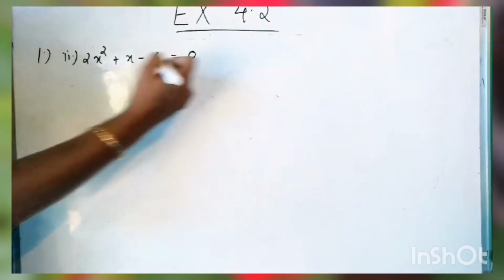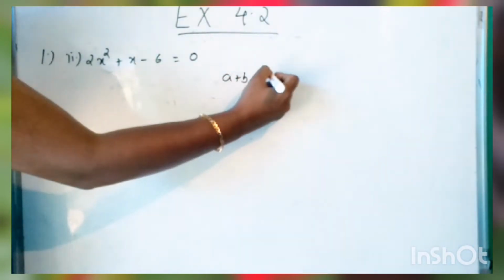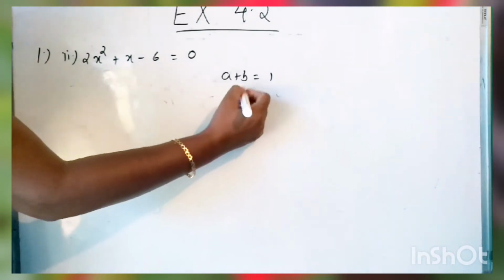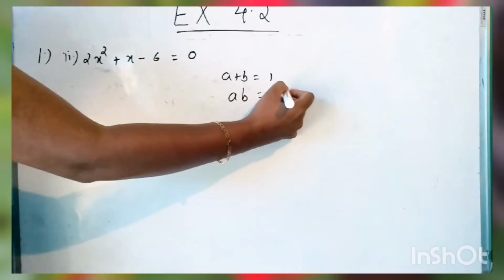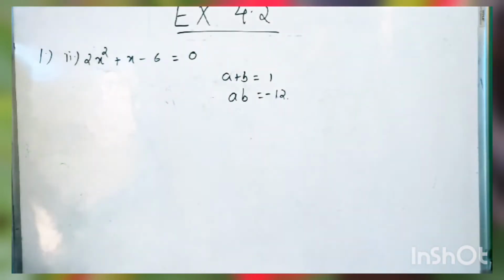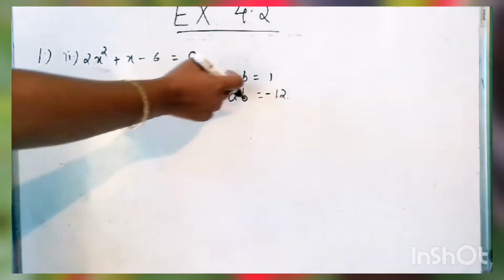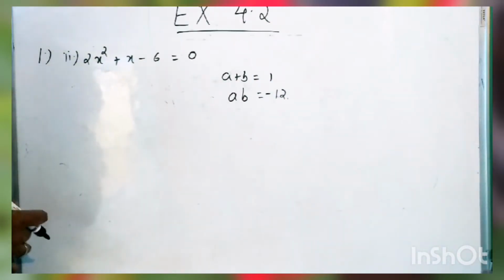Here we need to find a and b such that a plus b is equal to 1 because the coefficient of x is 1, and ab is equal to 2 into minus 6, that is minus 12. We need to find two values a and b such that a plus b is equal to 1 and ab is equal to minus 12. What are those values?